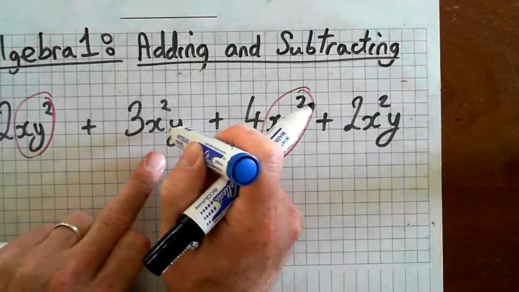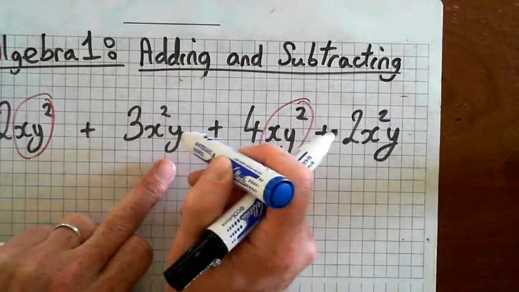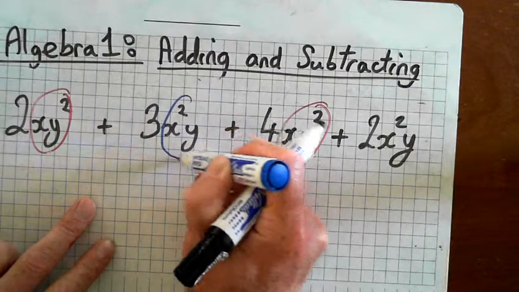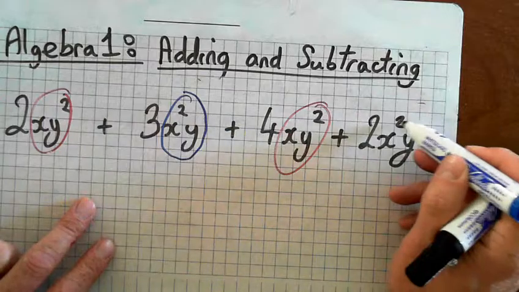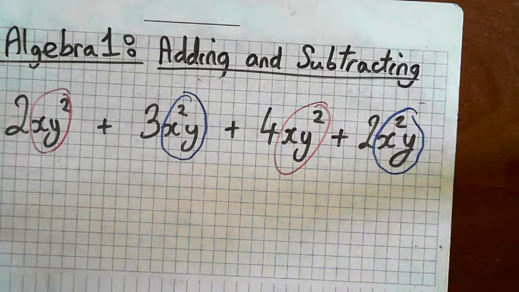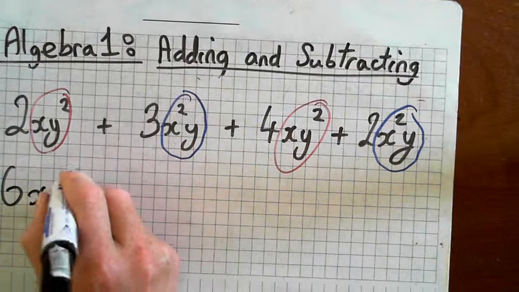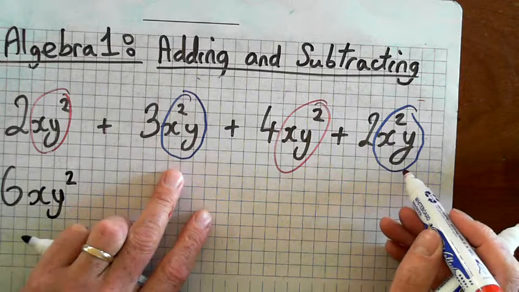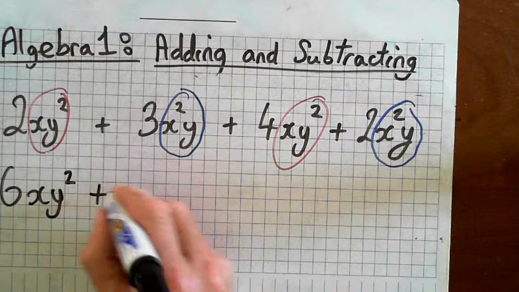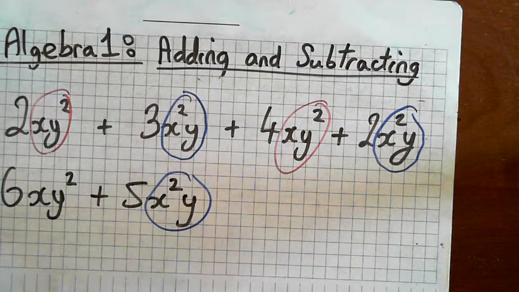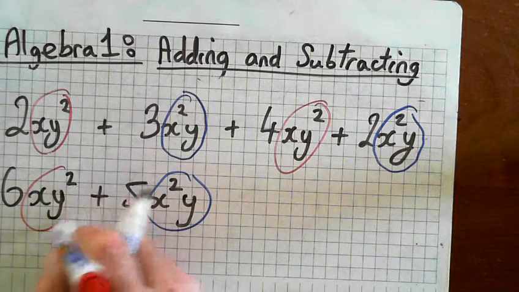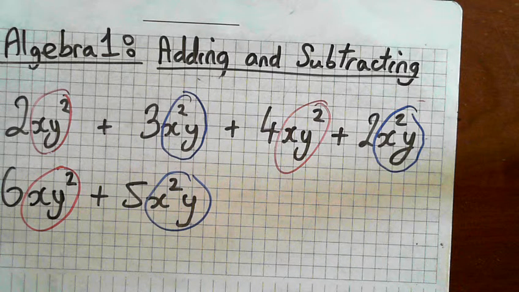Now, is this object the same? No. No, it's x squared y. x squared y is different. The x is squared and the y is to the power of 1. Alright, so we'll add up the red objects first. We have 6xy squared, and the blue ones? Alright, so this object, x squared y, is different to xy squared. Do you understand that?